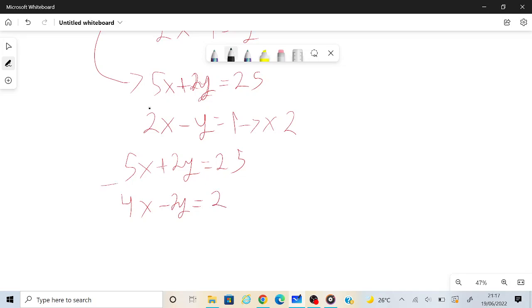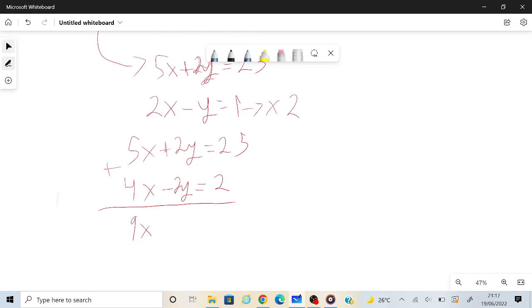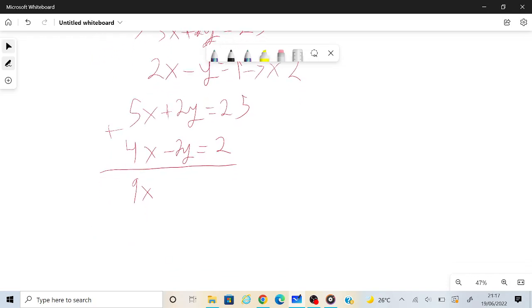Now you would add 5x plus 4x. This would give you 9x, 2y plus minus 2y would eliminate, so you have nothing there. And then 25 plus 2 would give you 27. And using algebra, you know x is 27 over 9, which is 3. You guys might have been tempted to do minus over here, but again, 2 minus minus 2 would have given you 4, as two minuses make a plus. So you should probably know that minus is the most dangerous sign in math.